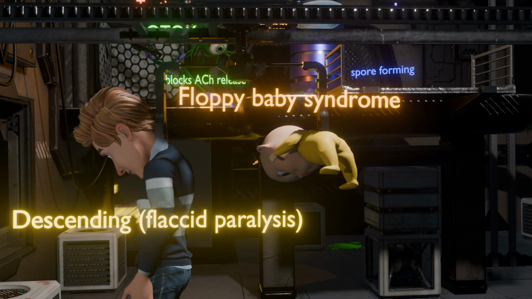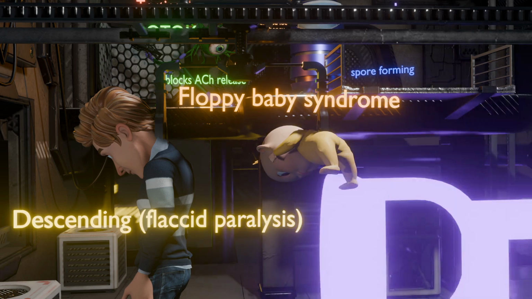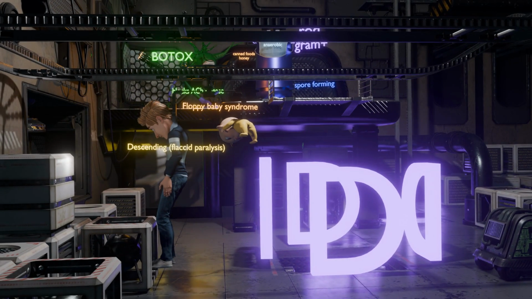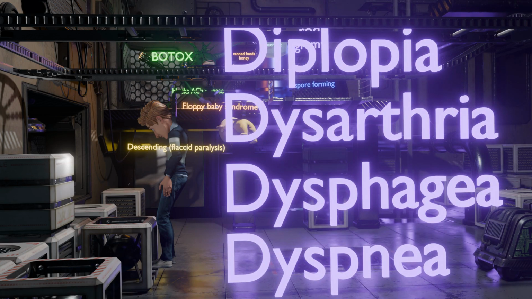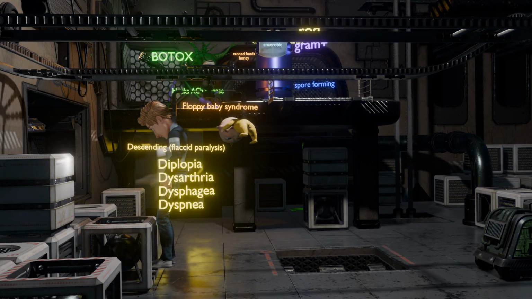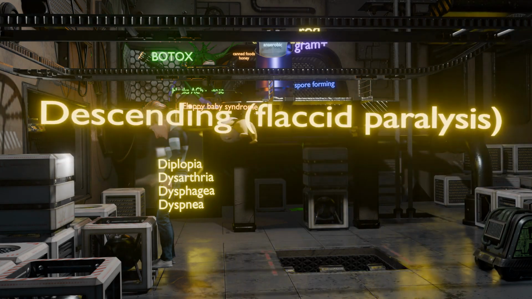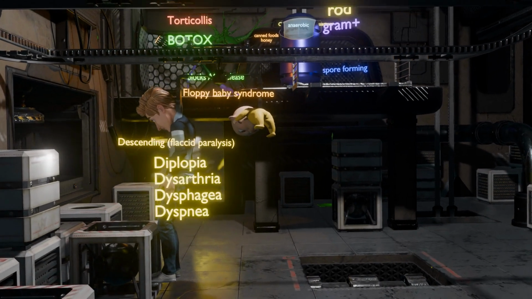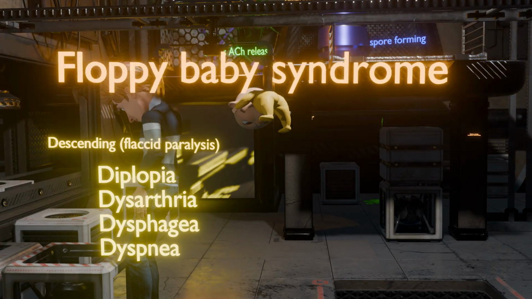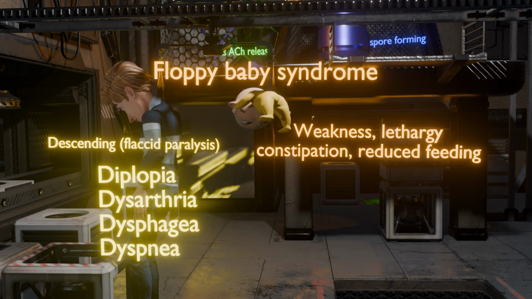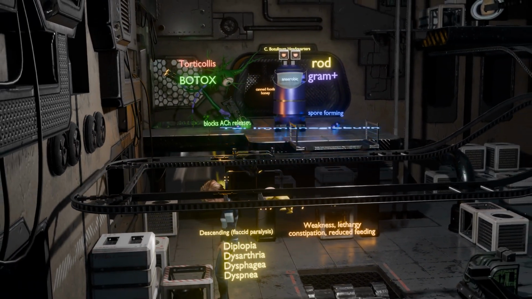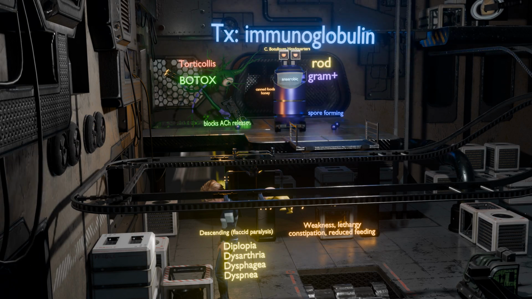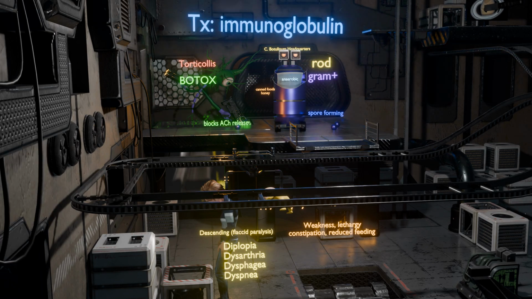And by the way, you may have noticed that surrounding the crate and the floor, there were these 4 Ds. Perhaps they were doors or something. But these 4 Ds just remind us of the 4 Ds of adult botulism: diplopia, dysarthria, dysphagia, and dyspnea, all symptoms seen in adult botulism. And again, D for descending flaccid paralysis. But again in babies, we see floppy baby syndrome, where babies may present with weakness and lethargy, and also constipation and reduced feeding. Treatment of botulism is with human botulism immunoglobulin, and we begin this even before confirming the diagnosis, due to the danger of potential death from botulism.